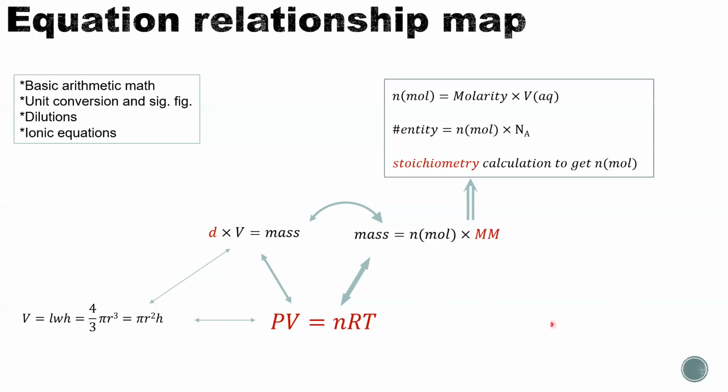One is the ideal gas law equation with stoichiometry. The other is the ideal gas law equation with density. So let's take a look at them one by one.